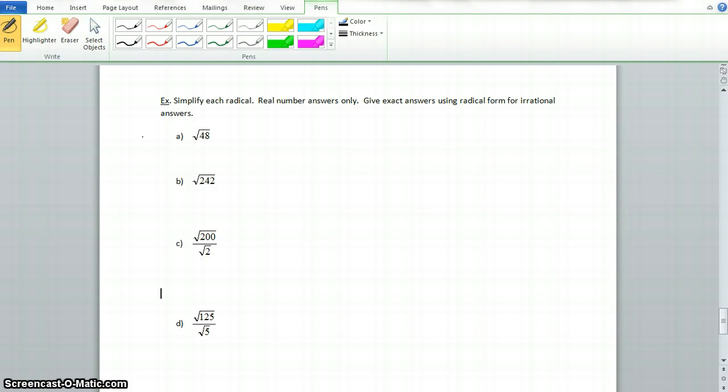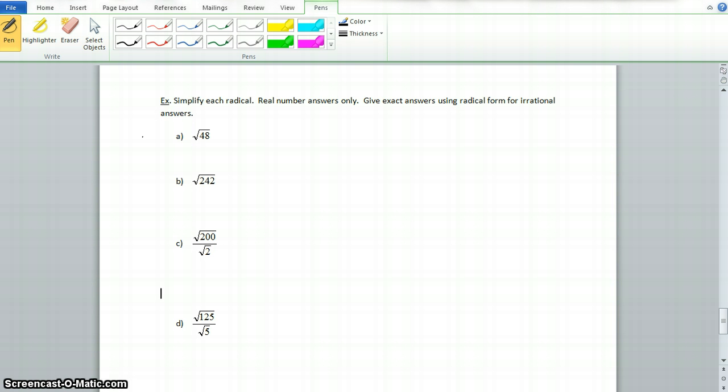This example is about simplifying radicals. We only want real number answers, so we don't want to take the square root of a negative number and get any complex numbers. And then also, we want to write our answers in radical form. Don't plug it into a calculator. Alright, let's look at part A.